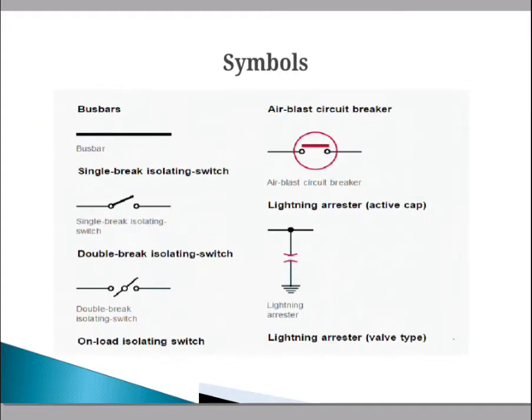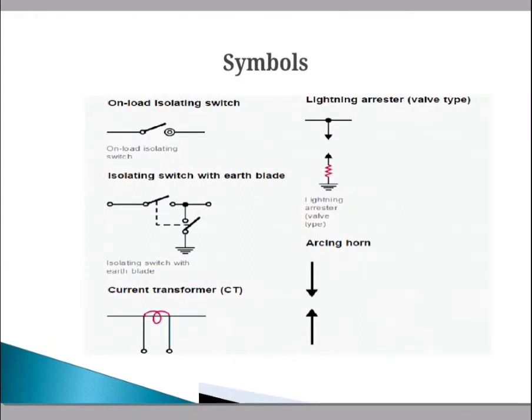Then we have to see the various symbols used to draw the single line diagram of the power system. First one is the bus bar, which is a horizontal line. Then a single break isolating switch, and we have to show the symbol for the air blast circuit breaker. Then lightning arrestor. Then double break isolating switch. Then the next symbol is an on load isolating switch with earth blade. Then current transformer, which is connected in series with the line.